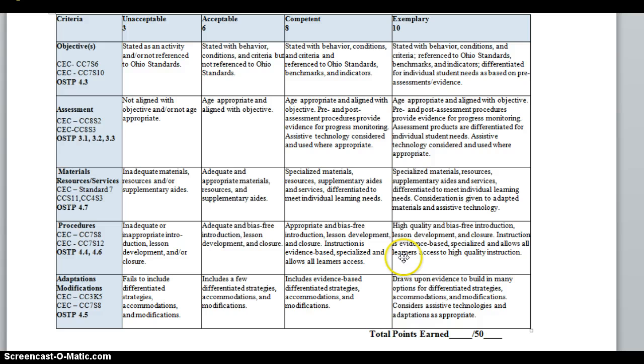For procedures, I'm looking for a high quality, bias-free introduction to the lesson, a strong development and closure that, again, are high quality, really looking at the student needs, and specific enough that a substitute could come in and clearly understand how you want the lesson differentiated and applied for each of your students. Then also the instruction is evidence-based, specialized, and allows all learners to access high-quality instruction. Many of you shared that you're already working in specially designed instructional units, and so you've got students whose needs you can draw from as you're creating these lesson plans.